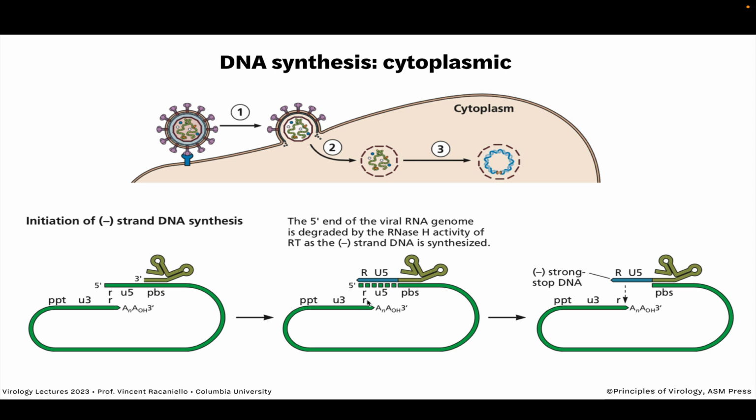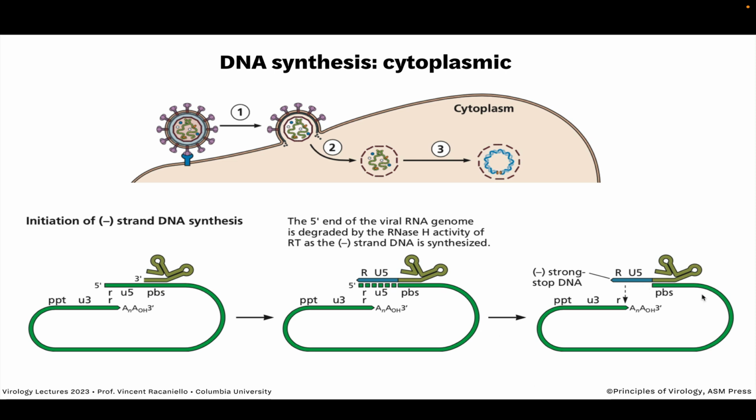So the 5' end, remember I told you, was little r u5. The 3' end is little r u3, little u3. So these two little r's are the same. The big R is complementary to the little r, and so that DNA that's made can base pair with little r and allow the reverse transcriptase to continue copying from the 3' end of the RNA. That short piece of DNA that's made is called minus strong stop DNA.